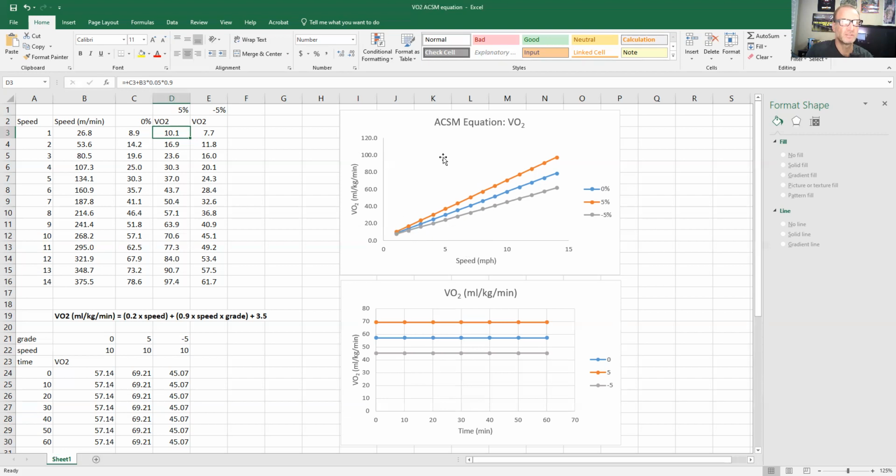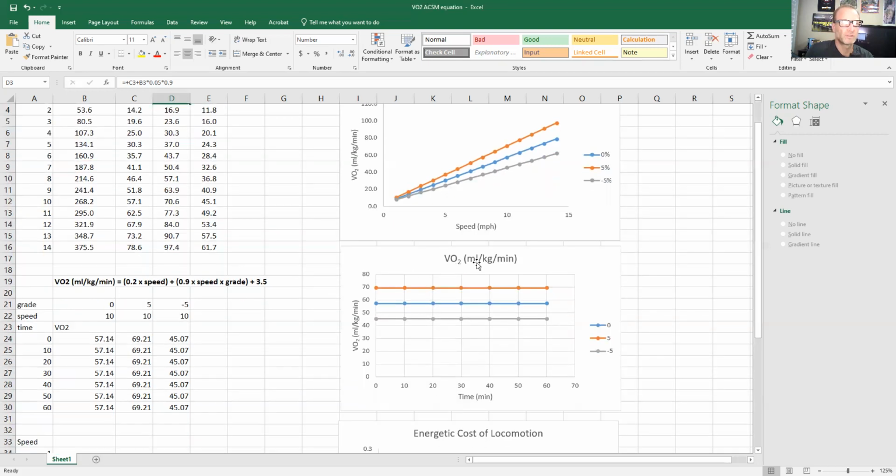But nevertheless, using this equation, if I just put speed in and I put grade in, I will get an increase in VO2 as speed increases, and the rate of increase of VO2 is going to be dependent on the elevation I'm running at. That's just using ACSM's equation. All right, let's look at another way that we'll look at VO2.